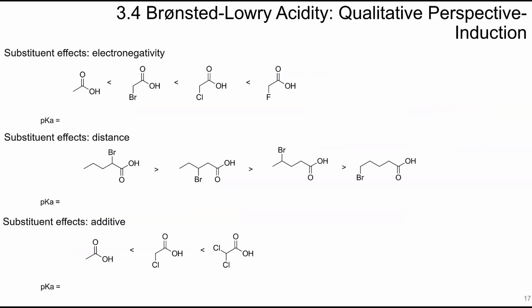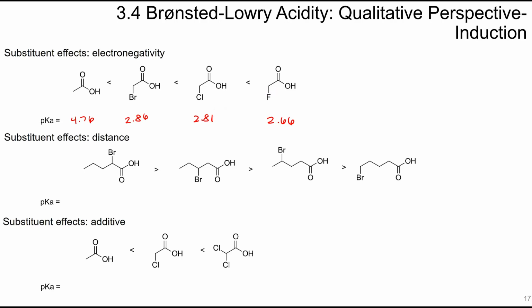So there's other things for induction that can affect the pKa's. One of them is the type of substituent on there. So if you have a more electronegative substituent like fluorine, that is 2.66 pKa versus acetic acid, which is 4.76. Bromine is less electronegative than fluorine, so that's 2.86. And then chlorine is 2.81. So the more electronegative an atom, the more it can pull electron density out of there.